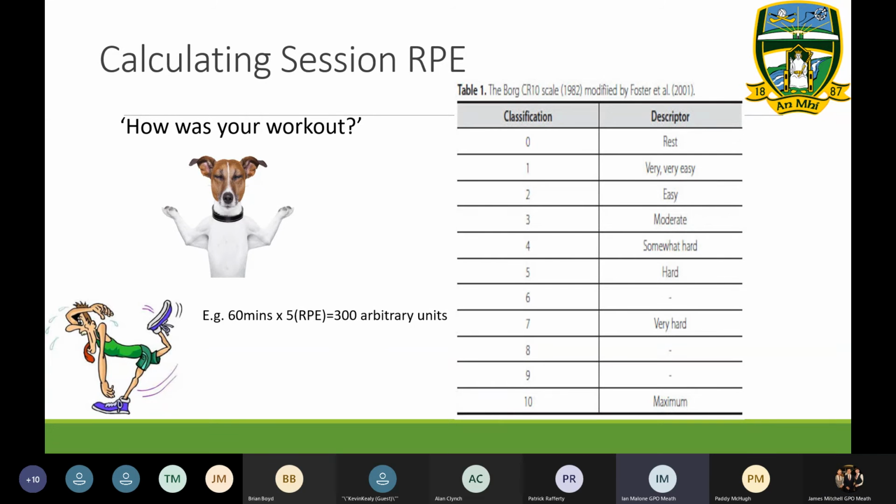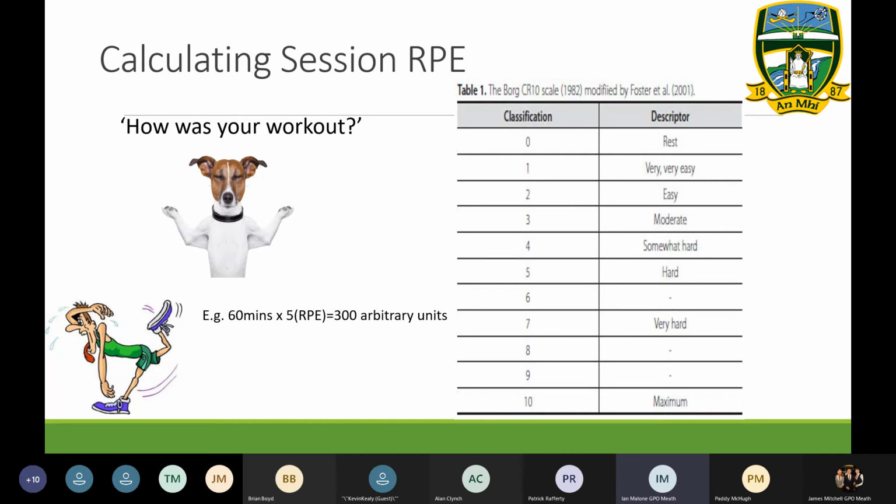So we're going to actually go on to a way that you can try and figure out how to deal with your workload. I don't know if this is something anyone has seen, but this is the Borg RPE scale. The original one actually ranged from 6 to 20, but it's okay to modify it and use a different version here, which is 0 to 10. So you classify 0 as being at rest, 1 is very, very easy. By the time you're getting up to 10, you're at maximum.